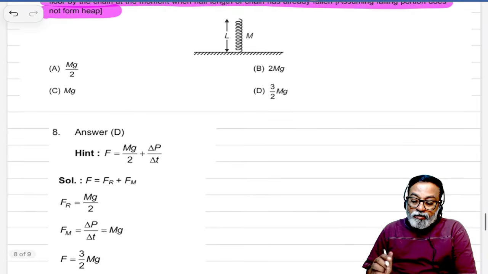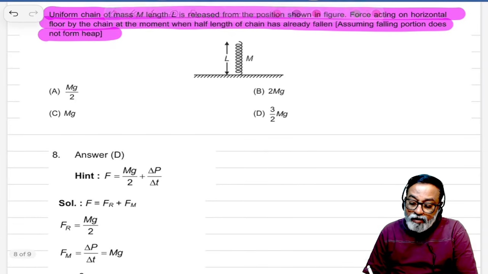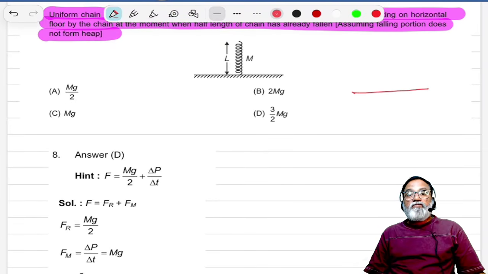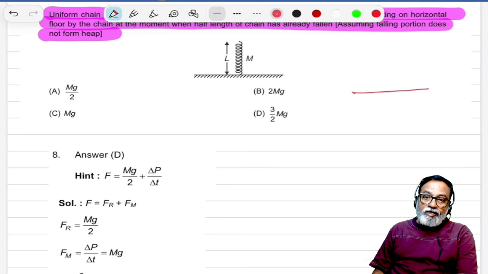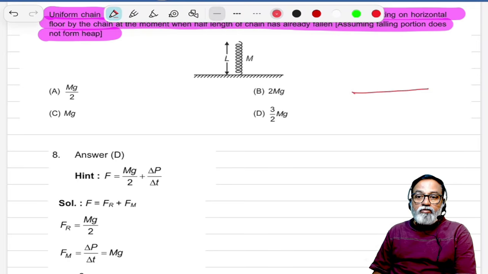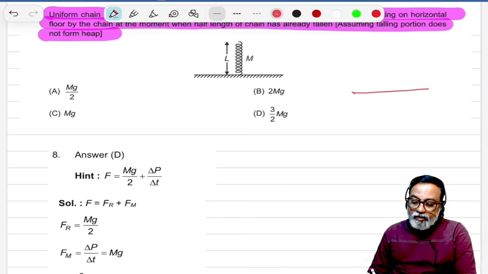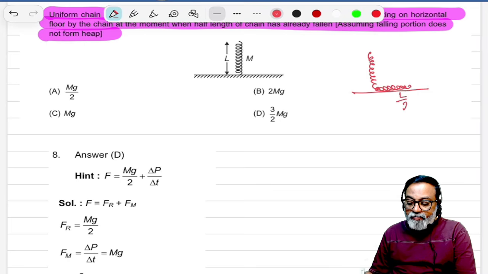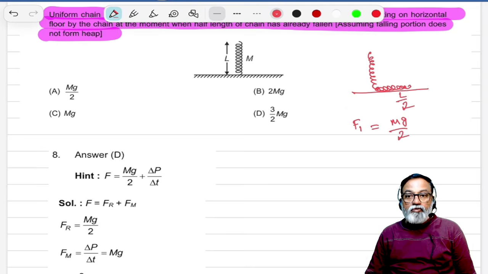See here, on this horizontal surface there are two forces acting. One force is due to the chain already fallen onto the surface. Due to that chain, weight is acting downwards. Therefore, half of the chain, that is L by 2, is on the surface. One force is due to weight, that force is mg by 2. Therefore, for half of the chain, mg by 2.